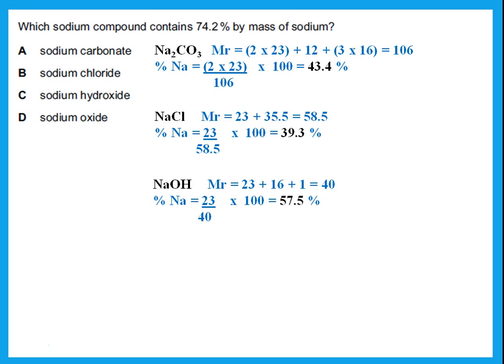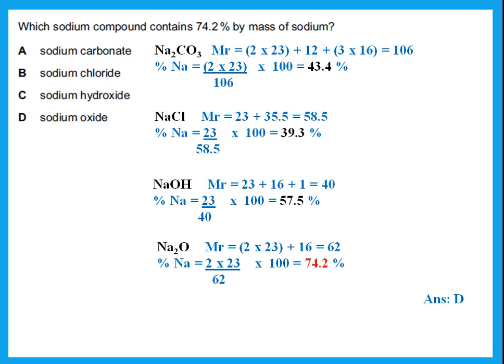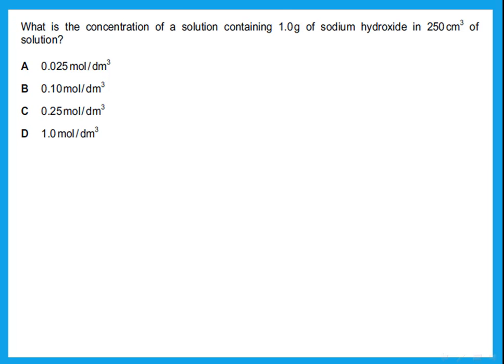Sodium hydroxide, I get the molecular mass, and I have only 1 sodium over the total times 100. Sodium oxide, I get the molecular mass, and the percent of sodium is 2 times 23 over the total times 100, and this is the one that has 74.2% by mass sodium. Okay.